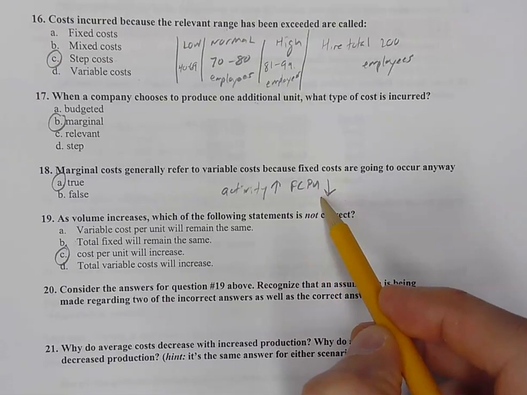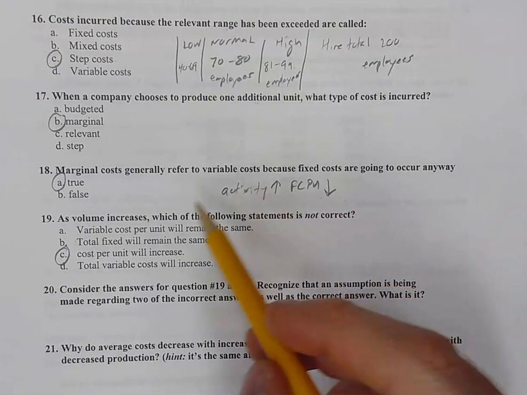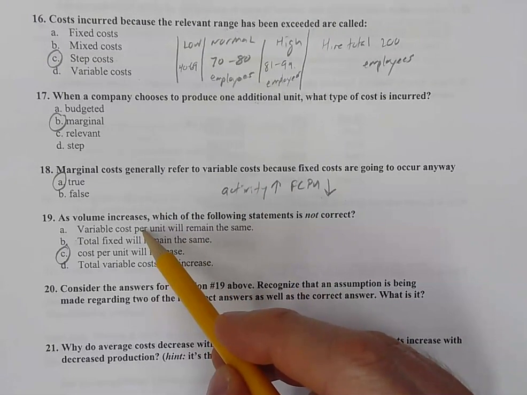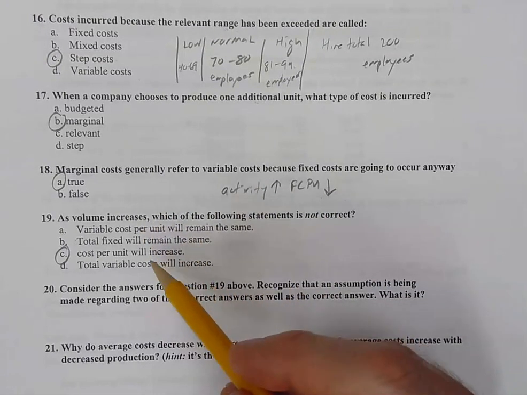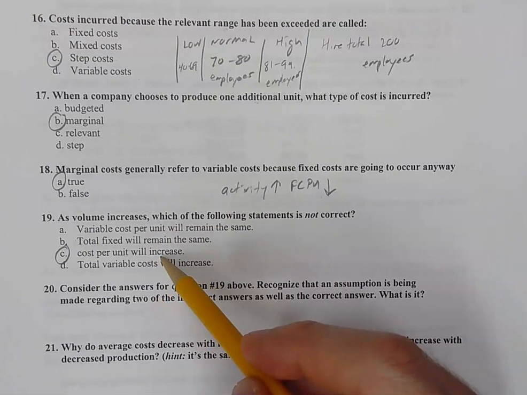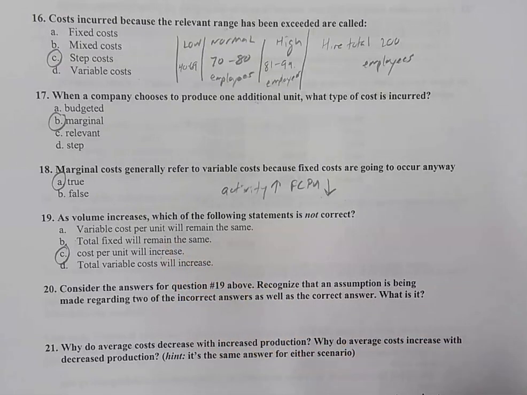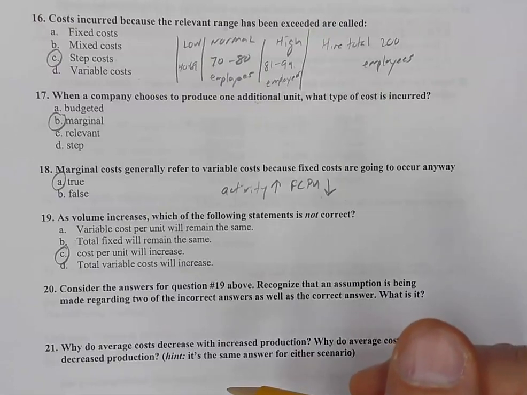Now that doesn't have any impact on the variable cost per unit because we already said that the variable cost per unit stays the same. But this is not a true statement because of the fixed cost component of whatever it is we are making. And then let's see here. Total variable cost will increase. Well, that's obviously true. So D is the one that we cannot select.